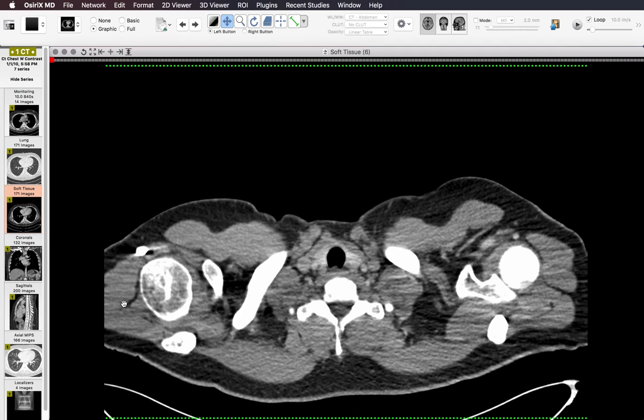I'm going to go over how I look at a chest CT. This video is intended for radiology residents who are starting out on their chest rotation, but if you're a trainee in pulmonology or in thoracic surgery, you'll probably find some of this information useful as well.